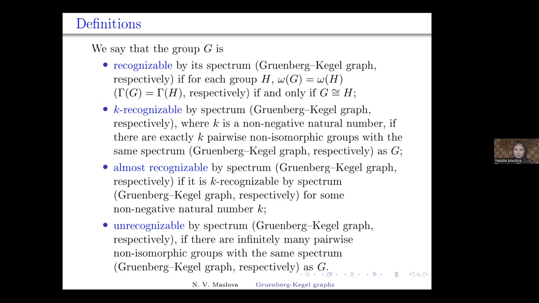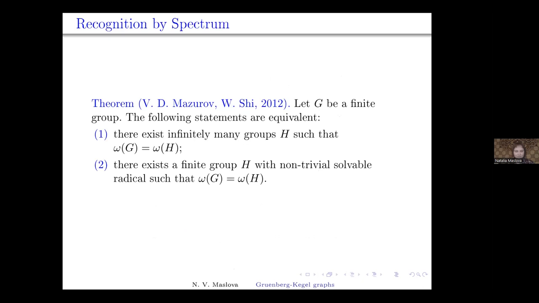And what can we tell about this? Recall that there is a criterion of unrecognizability of a finite group by its spectrum. This criterion was proved more than 10 years ago by Viktor Danilovich Mazurov and Wujie Shi. If G is a finite group, then G is unrecognizable by its spectrum if and only if there is a finite group with the same spectrum and non-trivial solvable radical. So the question of recognizability of a finite group by its spectrum was reduced to considering finite groups with trivial solvable radicals.